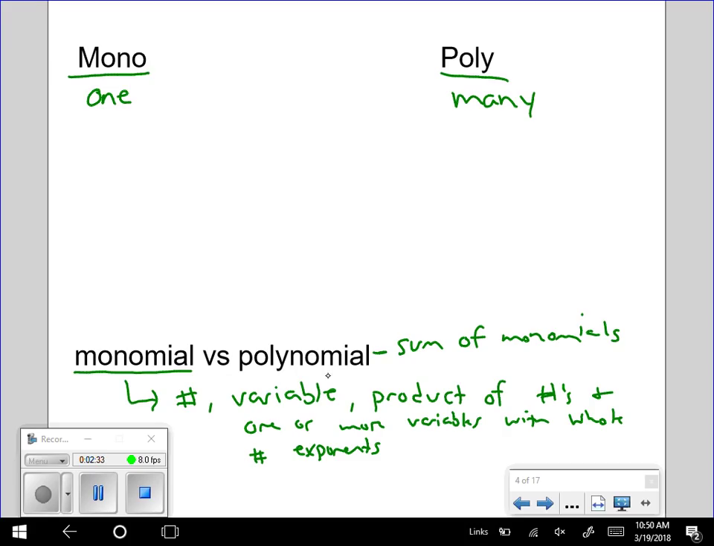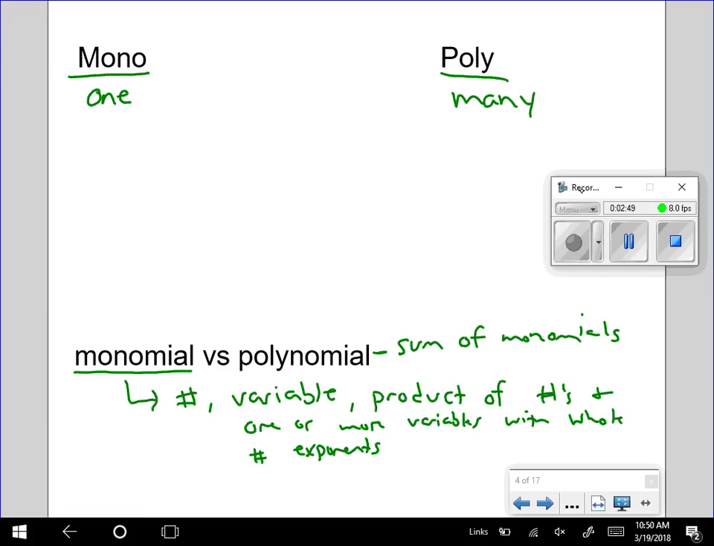So polynomials can actually have one term, which would be considered a monomial as well, but they could also have more than that, so that's why it's called poly, or many. The thing about a monomial is we can have degrees of monomials. So let's talk about that really quickly. That's a good definition to write down as well.